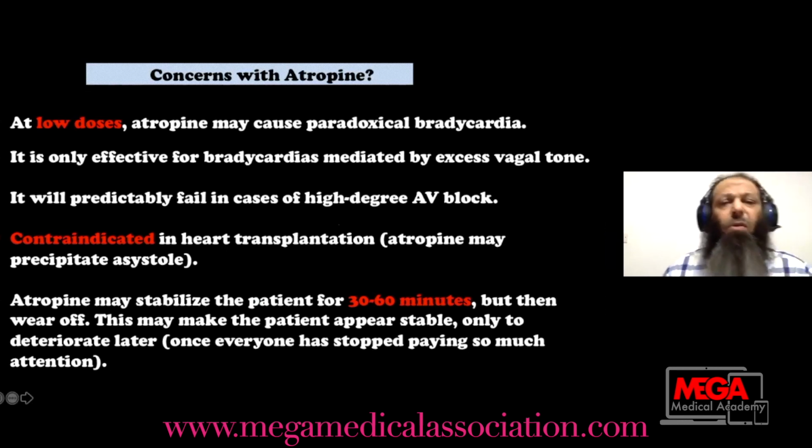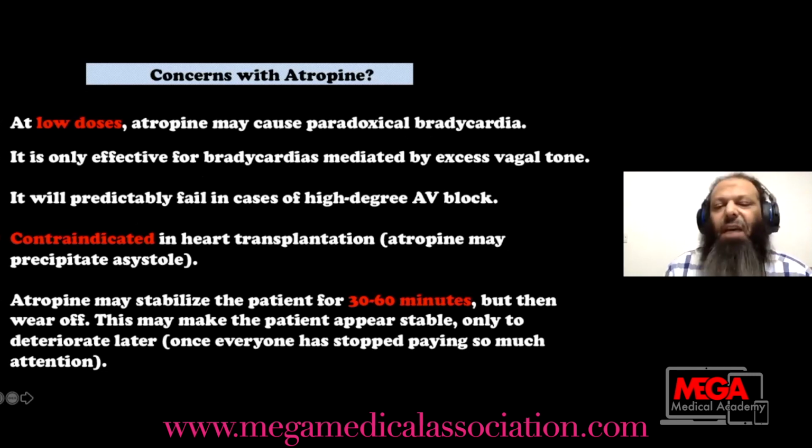Okay. So the concern about the atropine is that at low doses, the atropine may cause paradoxical bradycardia. This is very important. You have to take care about it. At low doses of atropine, it may cause paradoxical bradycardia. It's only effective for bradycardia mediated by excessive vagal tone, of course. It will predictably fail in cases of high grade AV block.